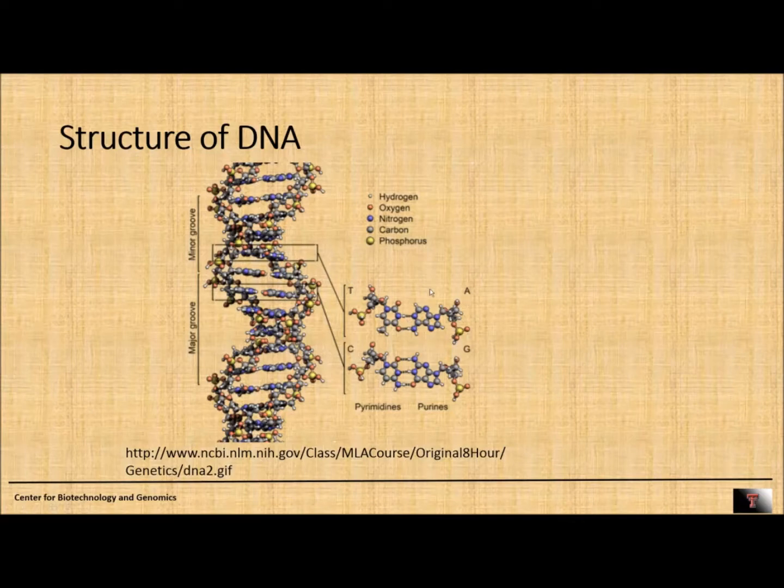So this is a purine. Adenine and guanine are purines, and thymine and cytosine are pyrimidines. A purine is a fused six-membered ring and a five-membered ring, and a pyrimidine is a single six-membered ring. So the pairing is always exclusively AT or TA and CG or GC. A C will not pair with an A, and a G will not pair with a T. And remember, the pairing is always purine to pyrimidine.